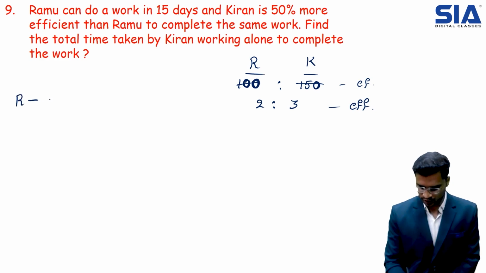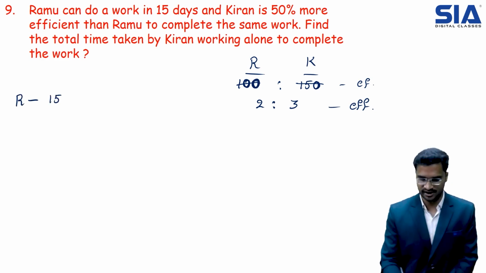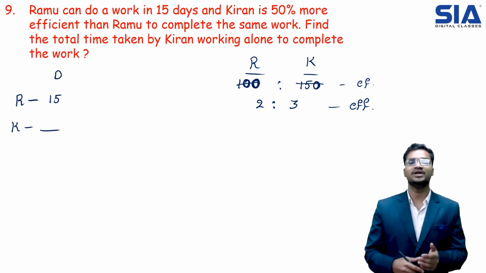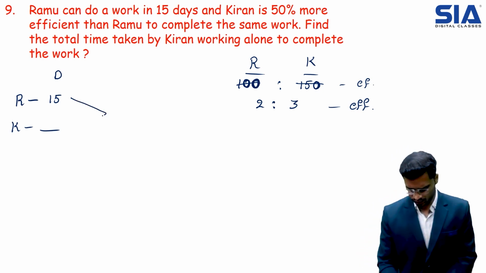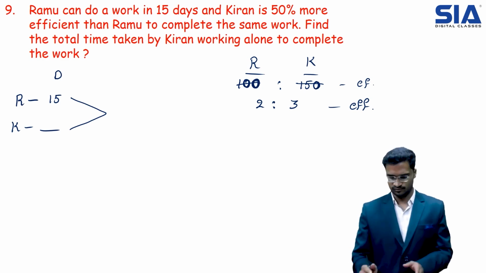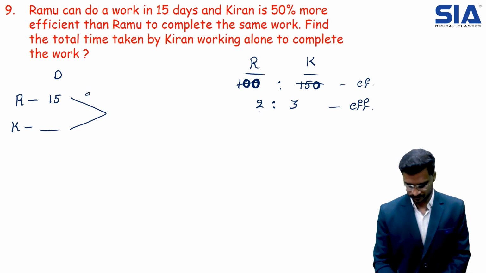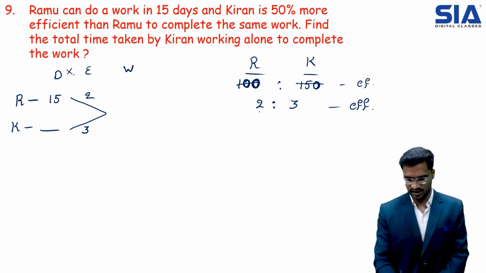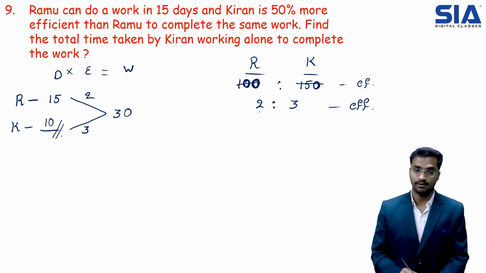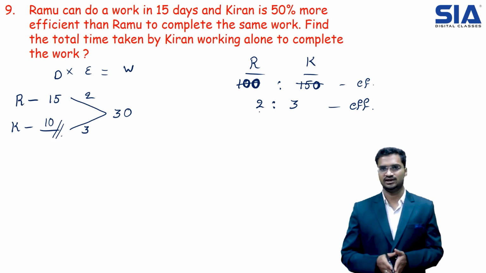Now Ramu is working for how many days in order to complete? He is working 15 days to complete that work. But we have to find in how many days Kiran will complete this work. We know the ratio of efficiencies of Ramu and Kiran. So the efficiency of Ramu is 2 and the efficiency of Kiran is 3. This is efficiency, this is work. We know that days multiplied by efficiency gives us work. So 15 2s are 30. In the same way, work divided by efficiency gives me days. 30 divided by 3 gives me 10. So Kiran will be completing this particular work in how many days? 10 days. So our answer is 10 days.